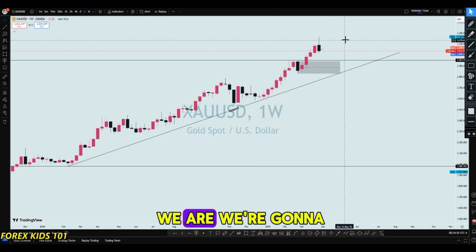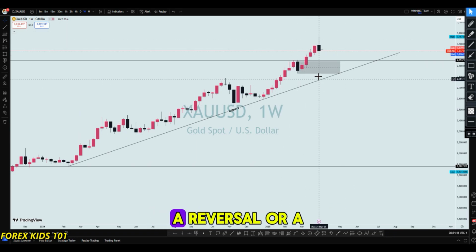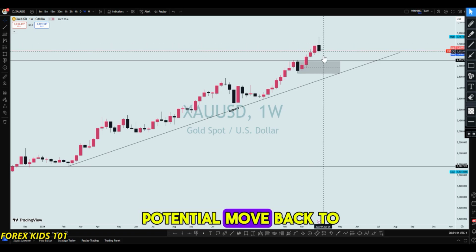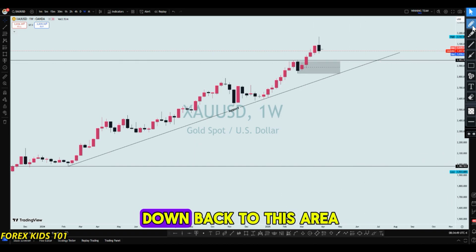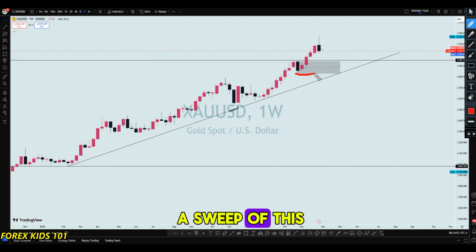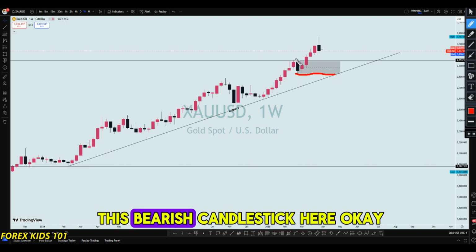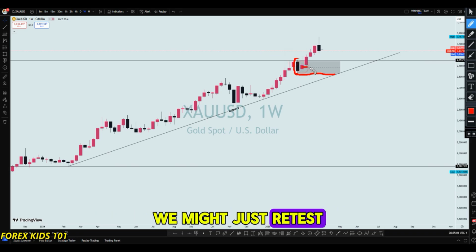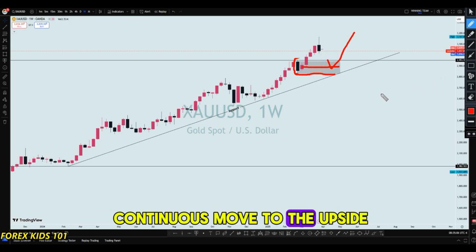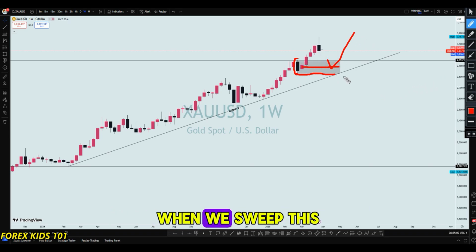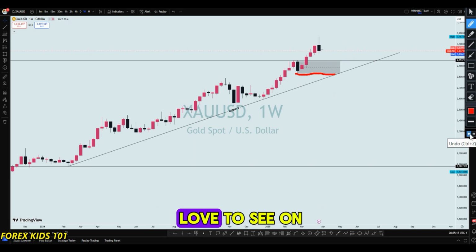It means that now we are going to start looking for a reversal or a potential move back to this area here. When we drag it down back to this area, it might be just a sweep of this liquidity down here, or just a retest of the middle of this bearish candlestick. We might just retest the midpoint of it, which is going to be here, and then from there we'll look for another continuous move to the upside. But I would love it when we sweep this liquidity and have a retest on the support structure there before we start pushing all the way up on gold. That's what I would love to see on gold, guys.